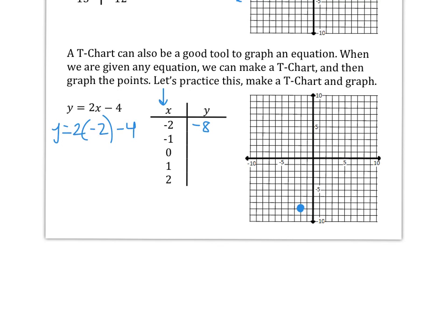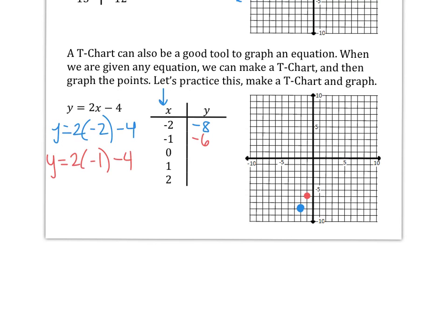Okay, now I'll look at the next value that I'll plug in, negative 1. So y equals 2 times negative 1 minus 4. And 2 times negative 1 is negative 2, minus 4 is negative 6. So now I'll go ahead and graph the ordered pair negative 1, negative 6, right about there.